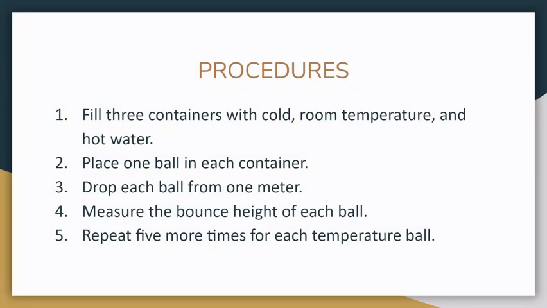The procedures for my experiment are to fill the 3 containers with cold, room temperature, and hot water. I'm going to place 1 ball in each container. Then I'm going to drop each ball from 1 meter, or it was actually 1 meter and 20 centimeters. I'm going to measure the bounce height of each ball, and then I'm going to repeat 5 more times for each temperature.